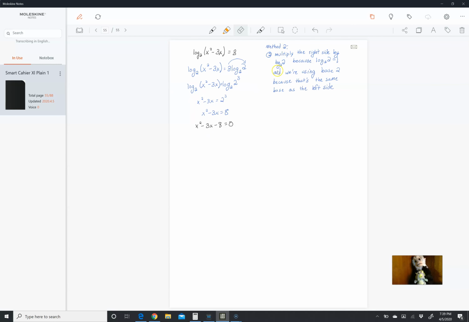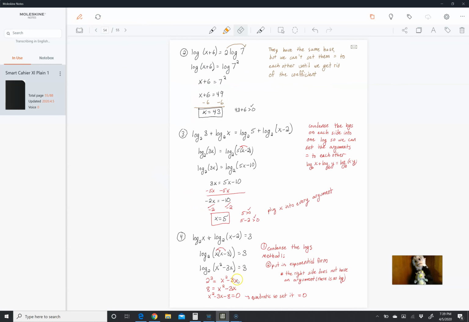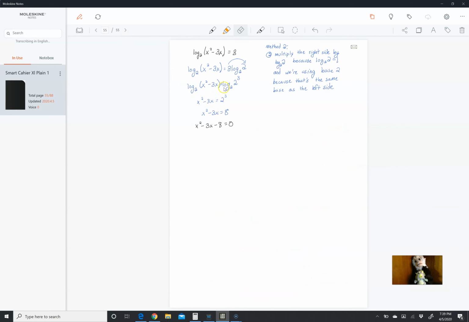So the second step, notice this is more steps than the other method. The other method is just going to exponential form and you automatically get that 2 cubed equals x squared minus 3x. In this method, it takes a couple more steps, right? We have to multiply by log base 2 of 2, then get the coefficient into the exponent, and then we can set the arguments equal to each other. So it's like 1 or 2 extra steps, depending on if you skipped a step, but ultimately you get the same thing. Okay, now we're gonna solve the quadratic.